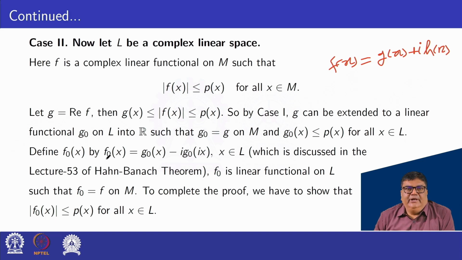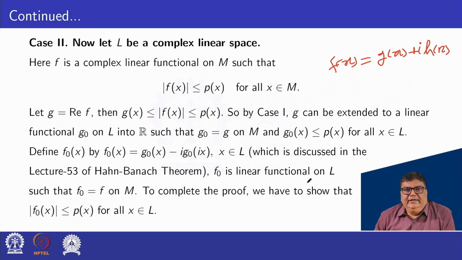Define f0 of x by f0 of x equal to g0 of x minus i g0 of ix for all x belonging to L. Okay, this was already discussed in lecture 53 of the Hahn-Banach theorem.